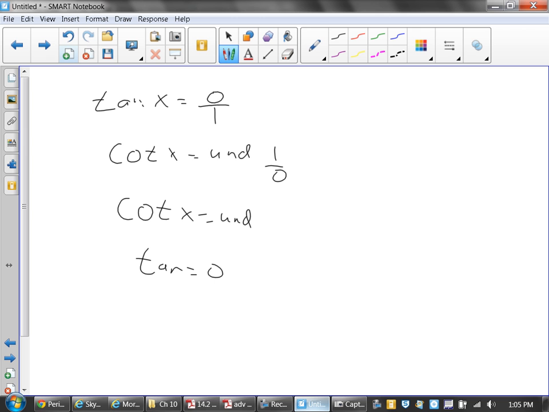Okay. Sine will never be undefined because it's always continuous. There isn't any aspect of stop. Same thing with cosine.